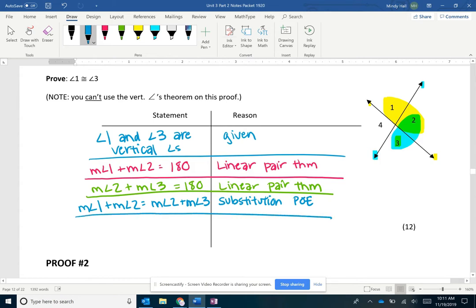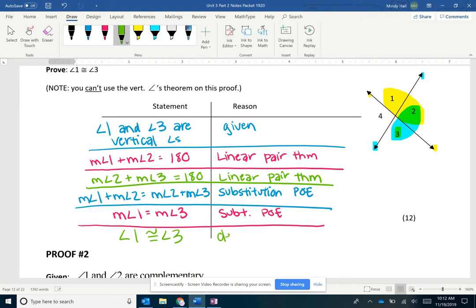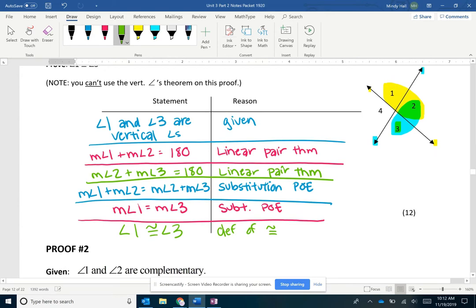From here, notice we have the measure of angle 2 on both sides. So we can subtract the measure of angle 2, which tells me that the measure of angle 1 equals the measure of angle 3 because of the subtraction property of equality. Notice subtraction, I abbreviate with SUBT. If these angle measures are equal, my last statement is that angle 1 is indeed congruent to angle 3 because of the definition of congruence. And feel free to use symbols. Okay, so that is number 1.